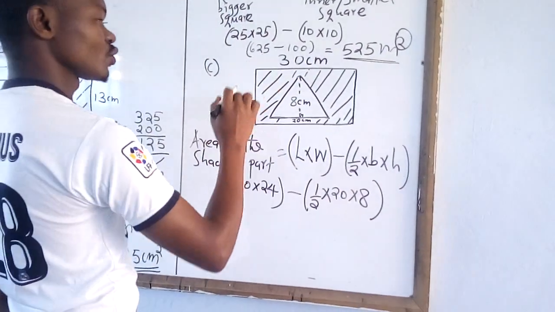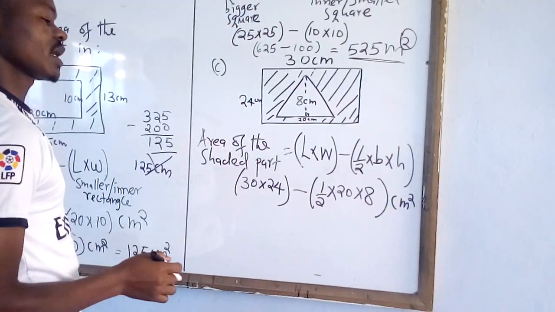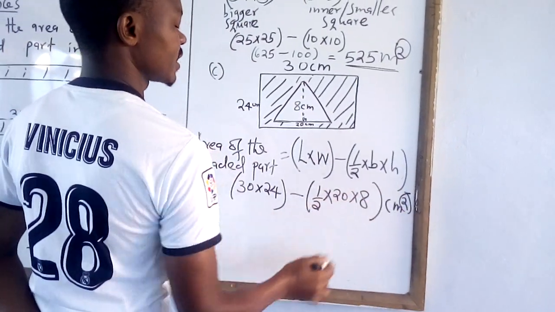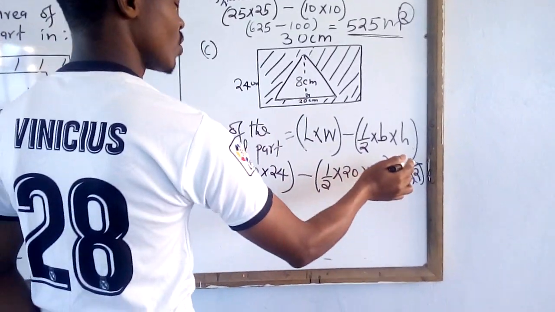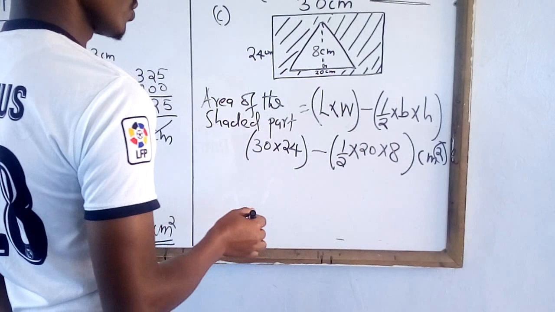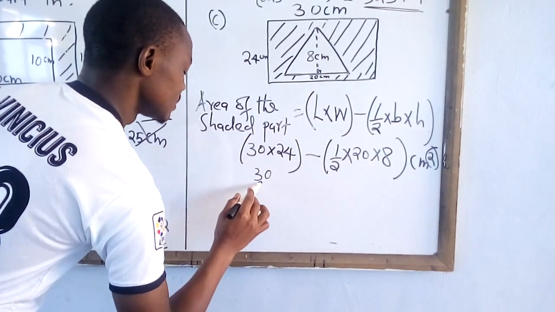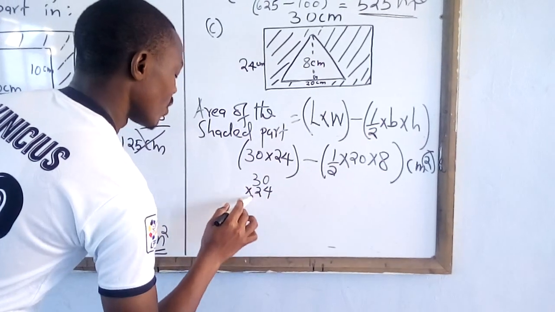And the answer should be in square units, which is square centimeters. Remember, we say that area is measured in square units, and this small 2 here is what shows us that this is area we are finding. So let us calculate. We have 30 times 24.